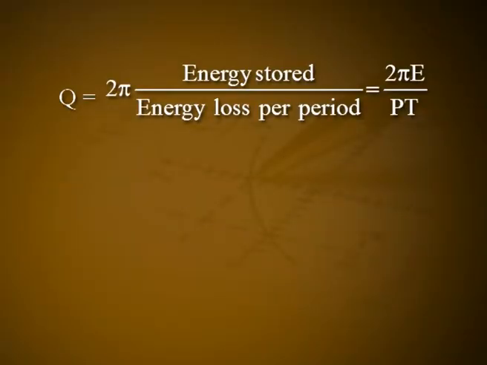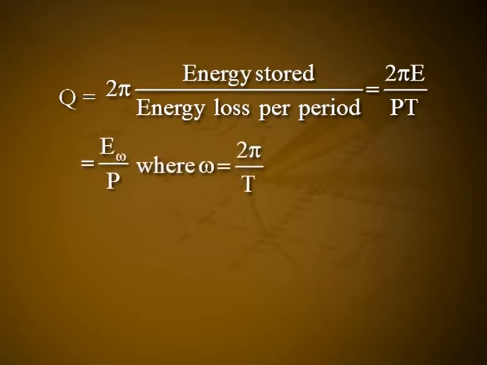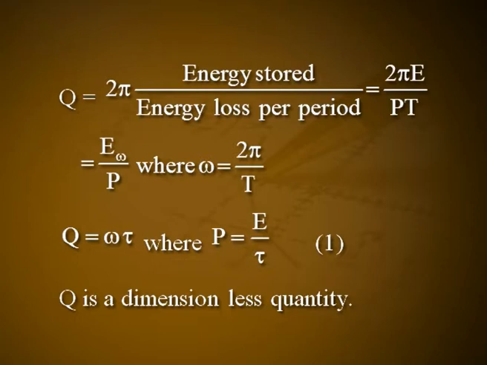Q is equal to 2 pi into energy stored divided by energy loss per period, which is equal to 2 pi into E divided by PT, which is equal to E omega divided by P, where omega is equal to 2 pi divided by T. Q is equal to omega into tau, where P is equal to E by tau. Let it be equation number 1. Q is a dimensionless quantity.